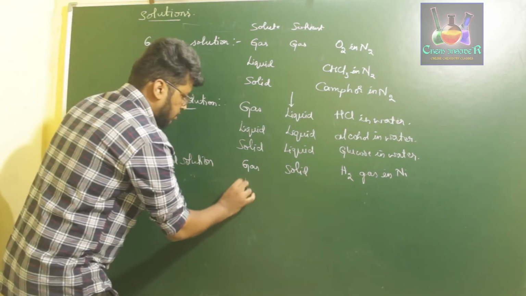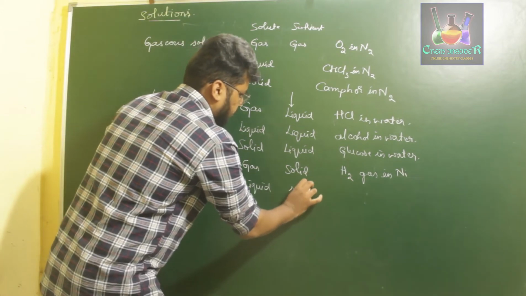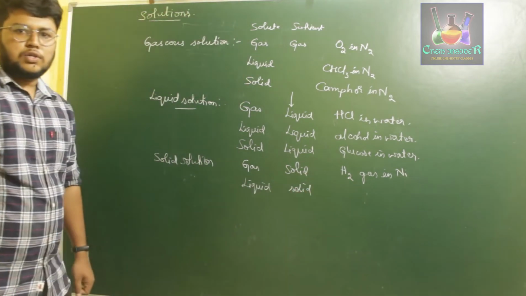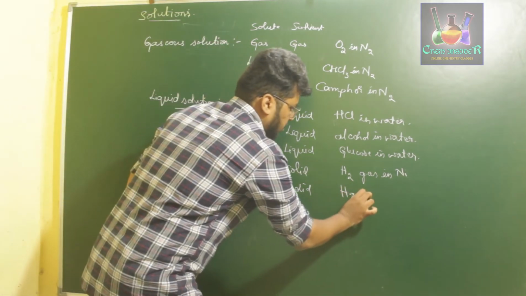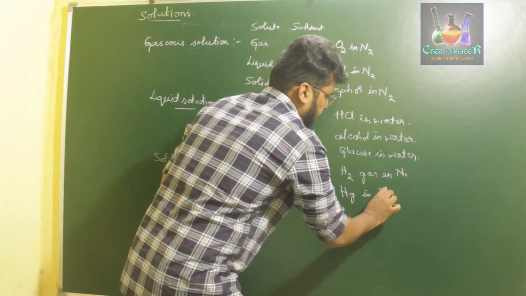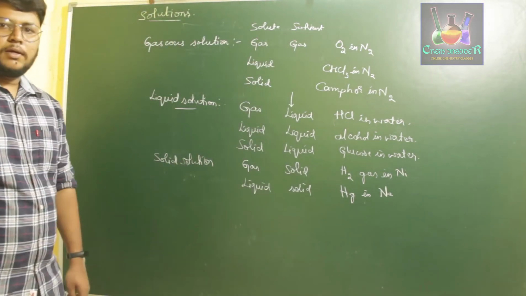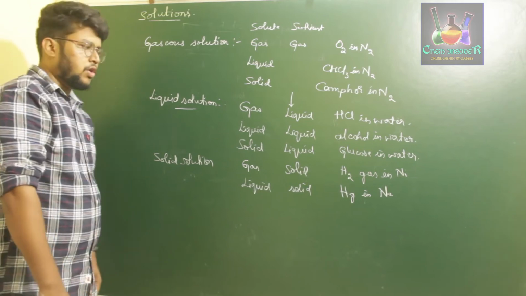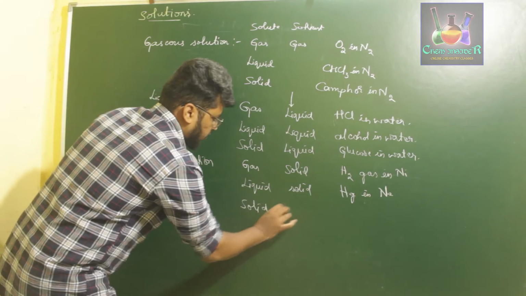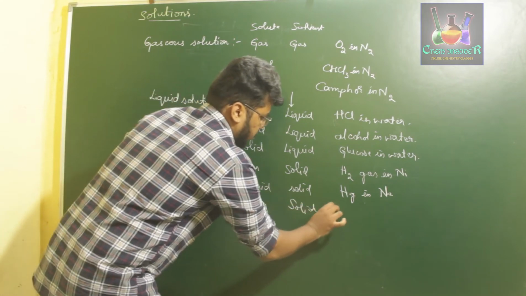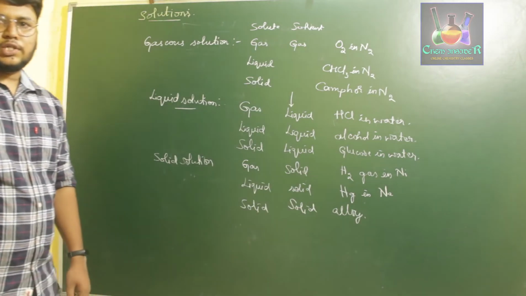Next, for liquid in solid, we can consider sodium amalgam, where liquid mercury is taken on sodium metal. Liquid mercury is dissolved in sodium metal, which gives us sodium amalgam. Next, for solid in solid, a better example is alloys. Many alloys are nothing but solid in solid solutions.